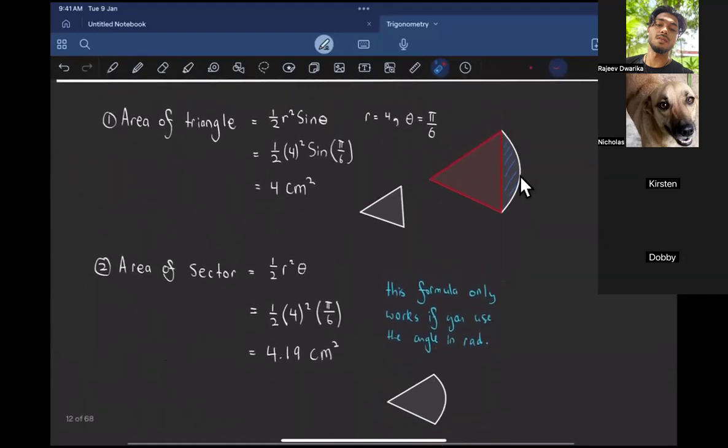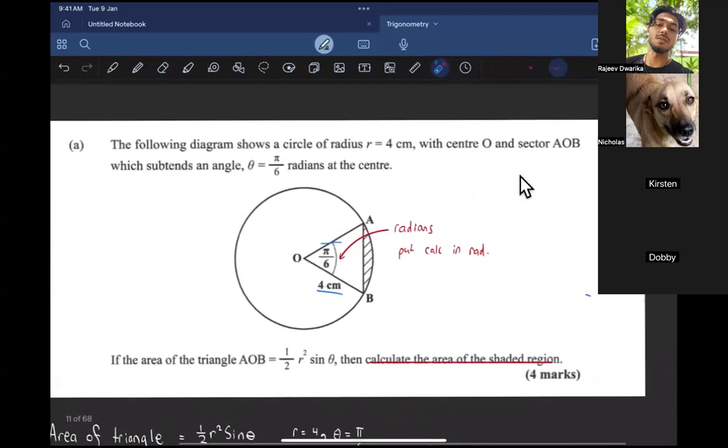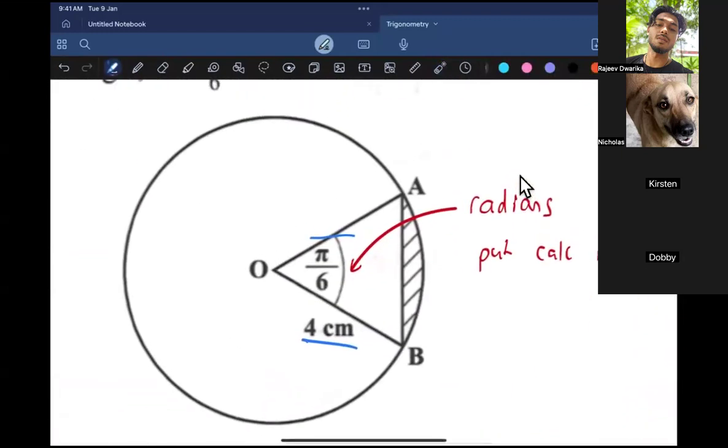For the area of the sector, the radius is 4, the angle is pi over 6. You should get 4.19. Which one, just by looking at the diagram, which one should be bigger? Should the area of the triangle be bigger?